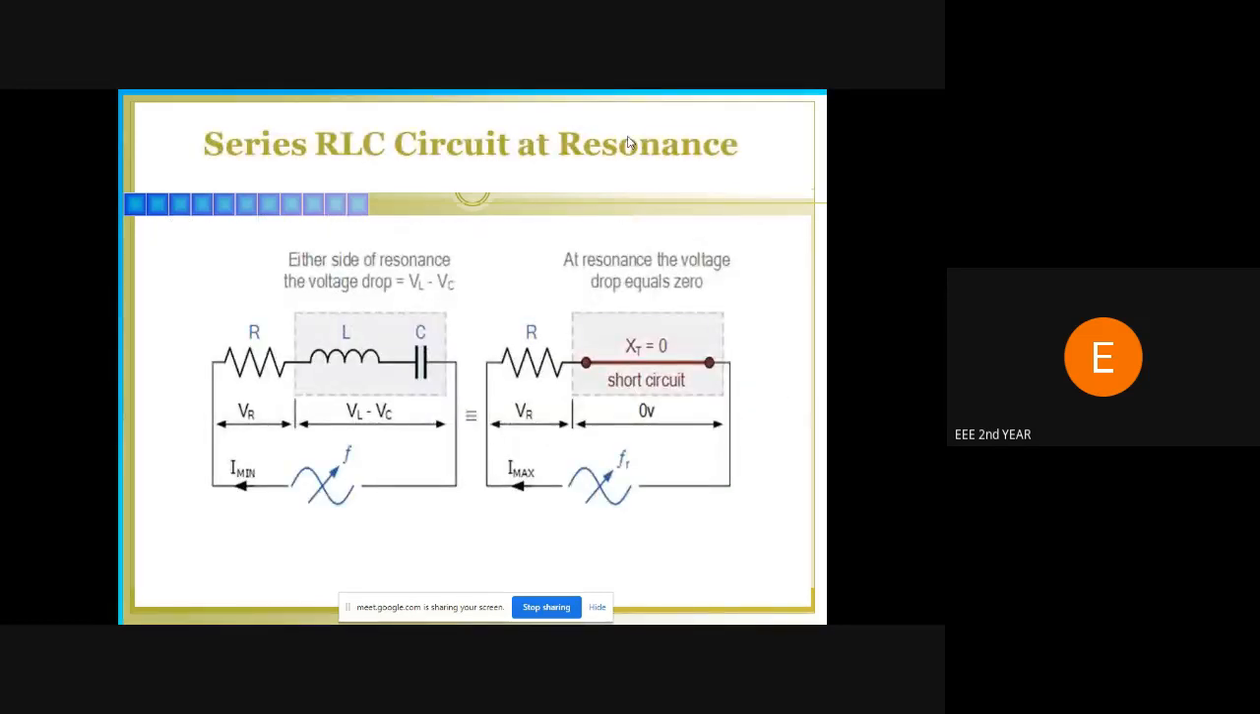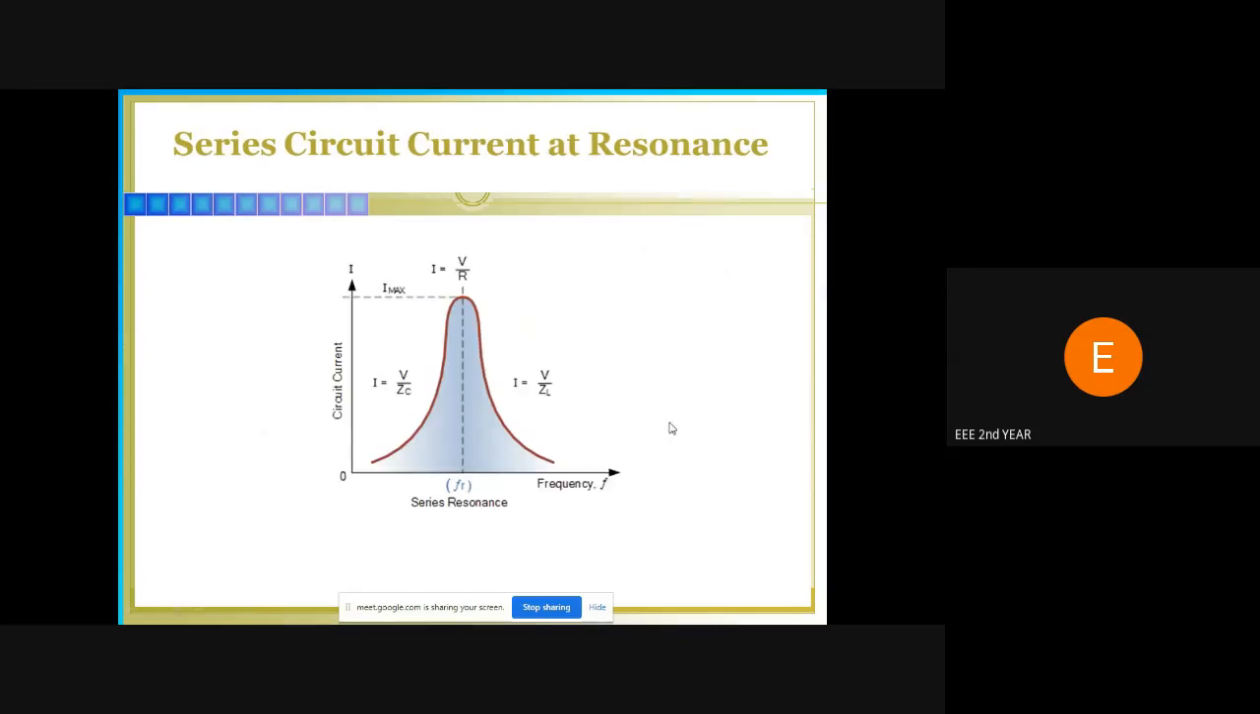Okay. So the series RLC circuit at resonance. See here, on either side of the resonance there is a voltage drop across VL and a voltage drop across the capacitance, VL minus VC. If the voltage drop at resonance is equal to zero, then the LC is short circuited. So across this there is no voltage, that is zero voltage.